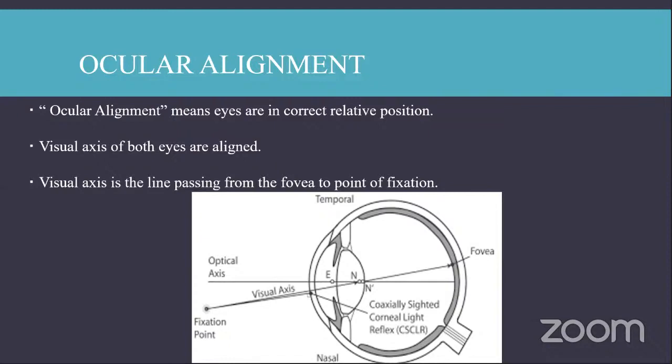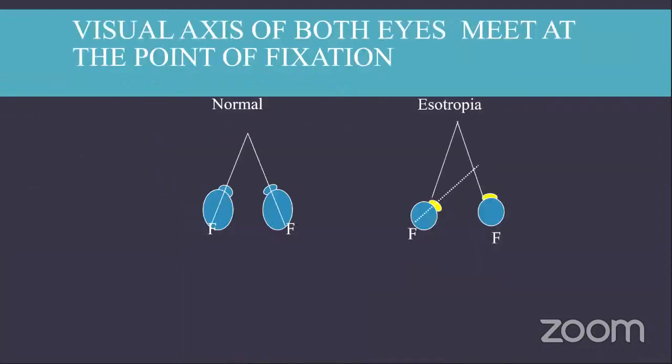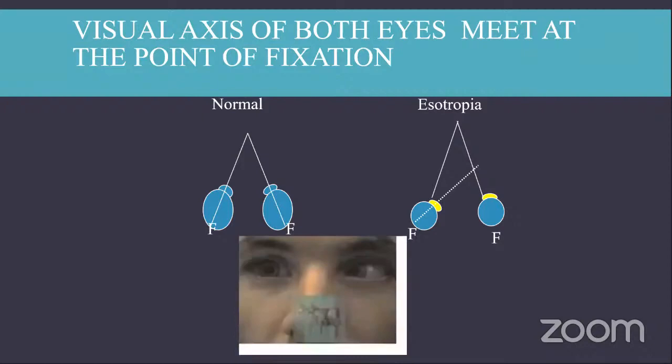And then what is this visual axis? It is a line connecting the fovea to the fixation point. And when a person looks at an object, the visual axis of both eyes usually meet at the point of fixation. And that is not happening in this patient as the visual axis is misaligned. So this misalignment of visual axis is also called squint or strabismus. This patient has an ESO deviation or a convergent squint.